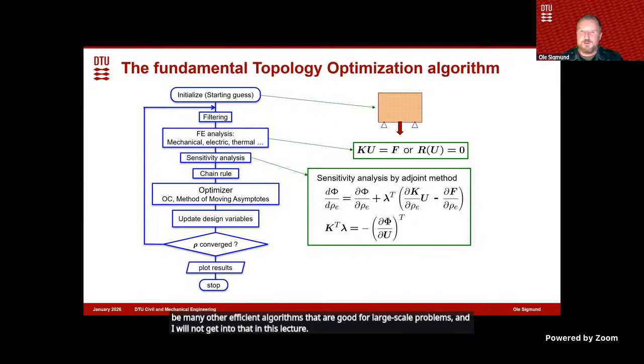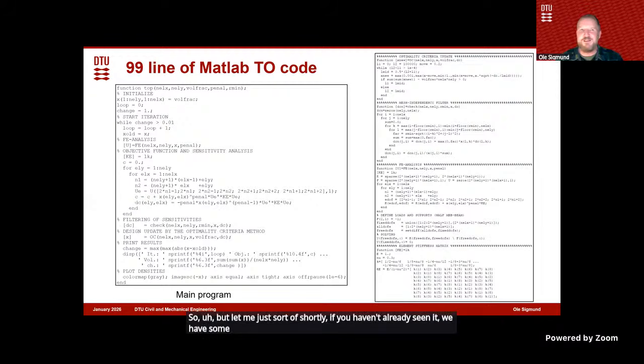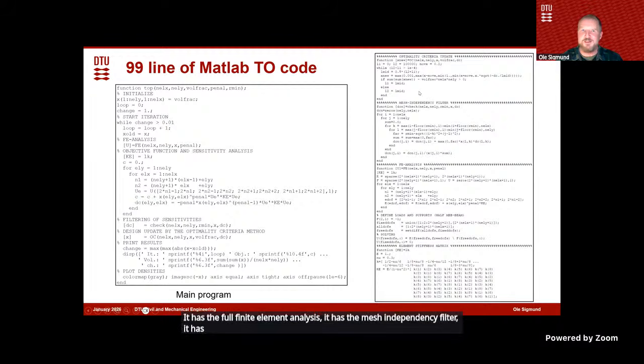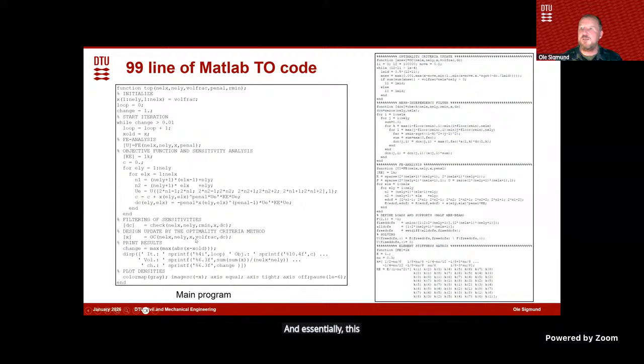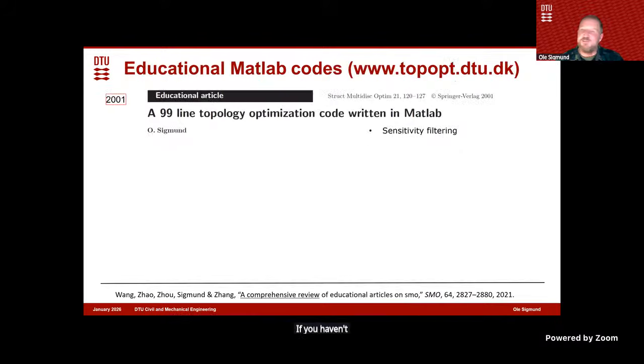So, but let me just sort of shortly, if you haven't already seen it, we have some very beginner-friendly codes out there. One is a 99-line MATLAB code. It has the full finite element analysis. It has the mesh independency filter. It has the optimality criteria solution. And essentially, this standalone MATLAB code can do most of the examples that I've shown you so far. So I invite you to have a look at those codes if you haven't already. So that was a paper I wrote in 2001.